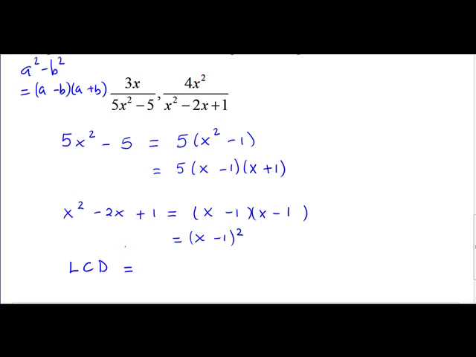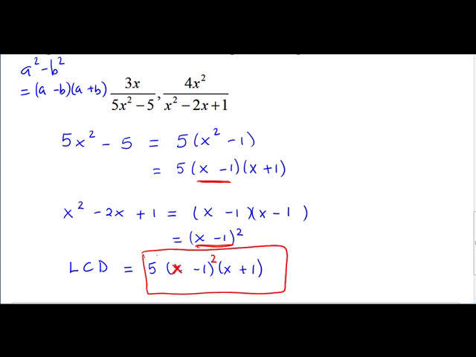So the LCD will be, now we pick all the unique factors. 5 is unique, x minus 1 is unique, and x plus 1 is also unique. Now I notice that the x minus 1 factor appears in both denominators. We need to pick the one that has the greater exponent, which is 2. So the LCD here is the whole thing, which is the answer.